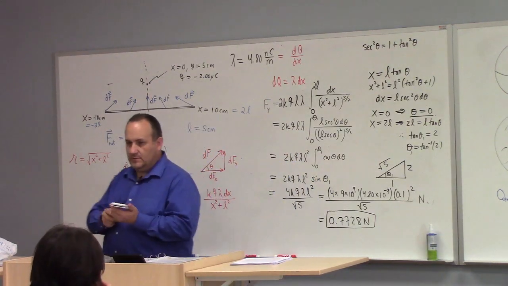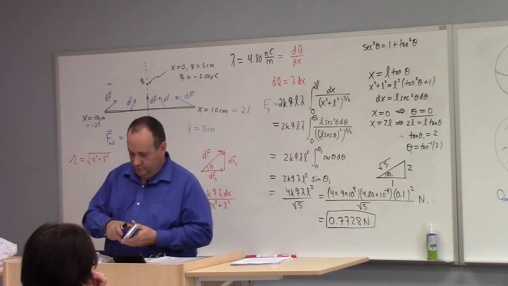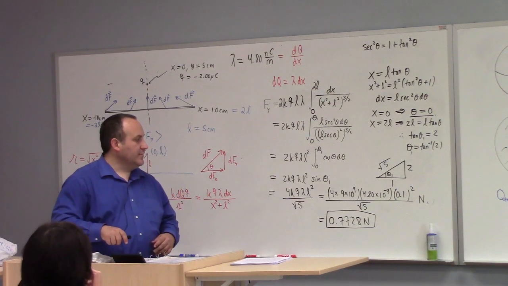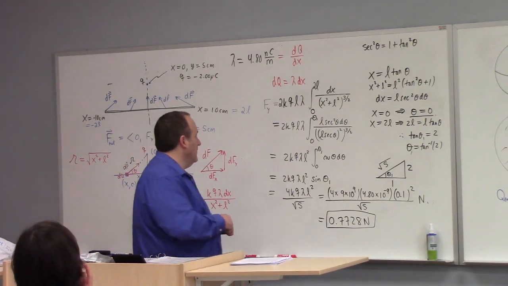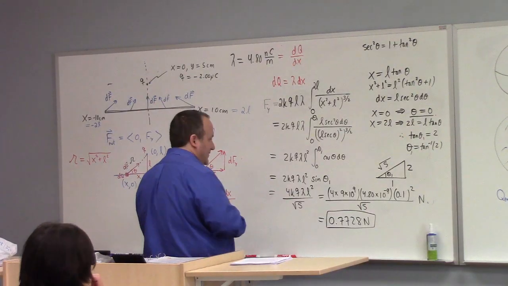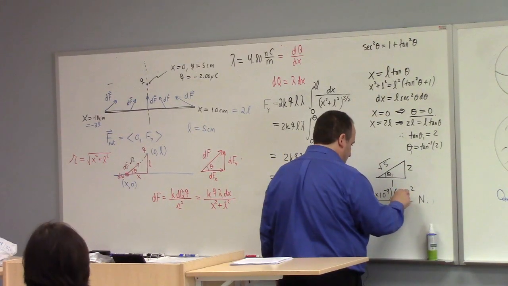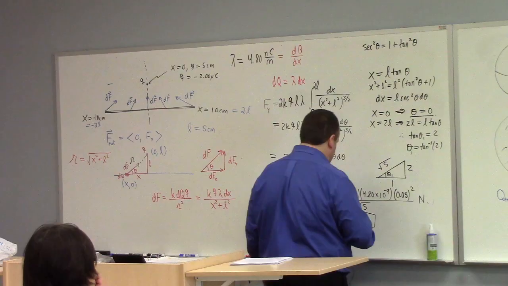What's the correct number for L? Is it 5? Thank you. Yes, L was 5 centimeters. You have saved me from disgrace.